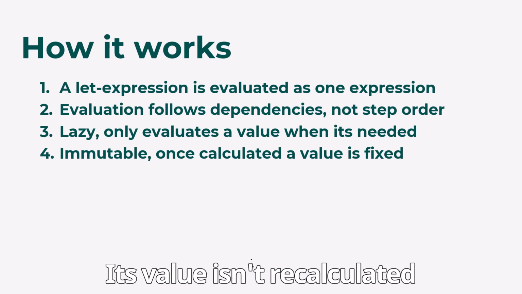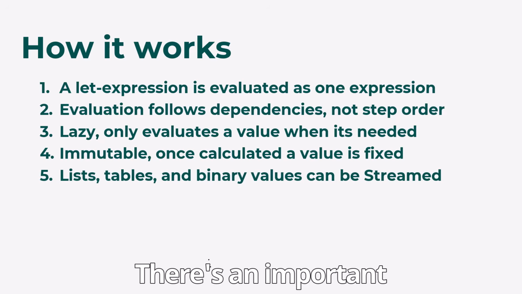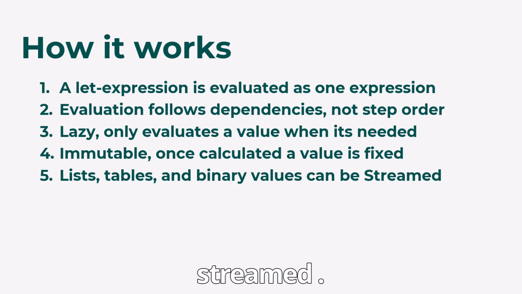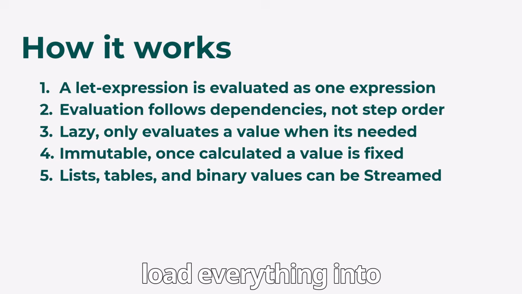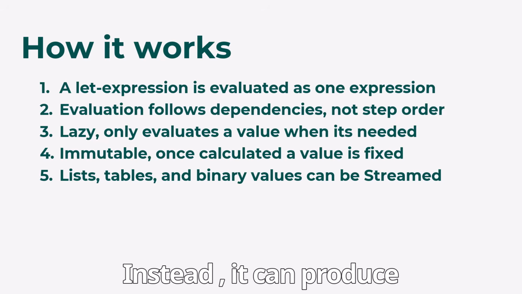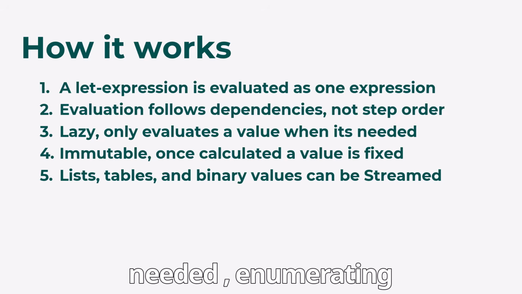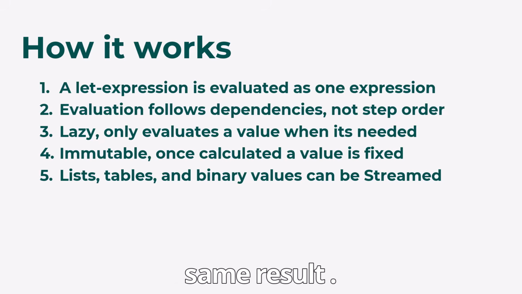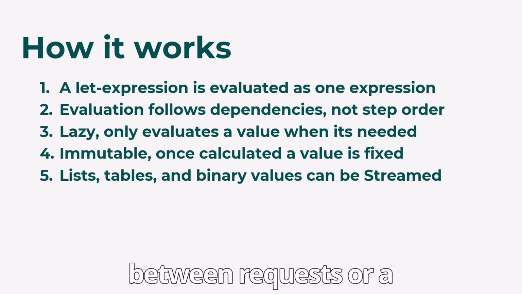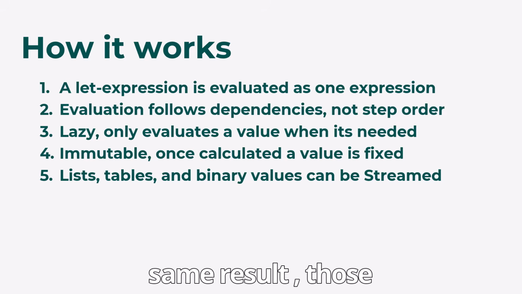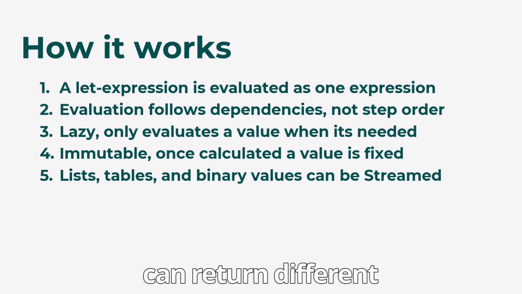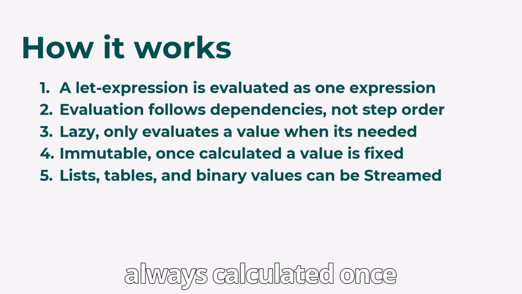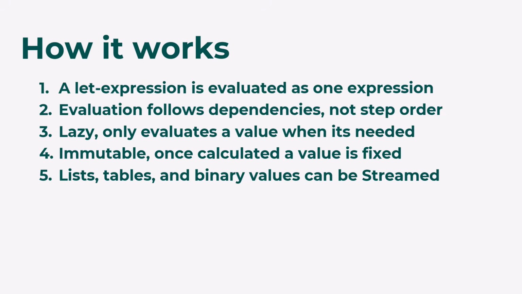Its value isn't recalculated. There's an important exception for lists, tables, and binary values. These values can be streamed. That means M may not load everything into memory at once. Instead, it can produce those values as they are needed, enumerating them more than once. Usually that produces the same result. But if the source changed between requests or a calculation isn't guaranteed to produce the same result, those separate enumerations can return different results. The value is still immutable. It's just not always calculated once and stored into memory.